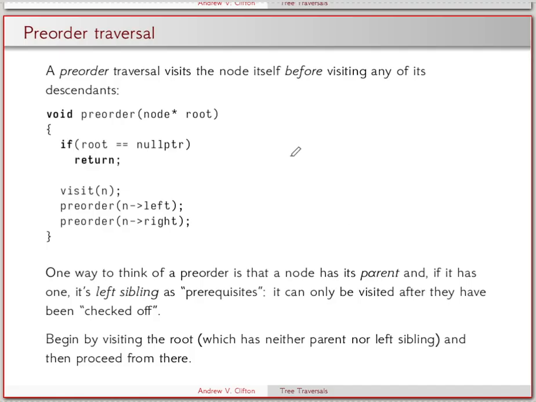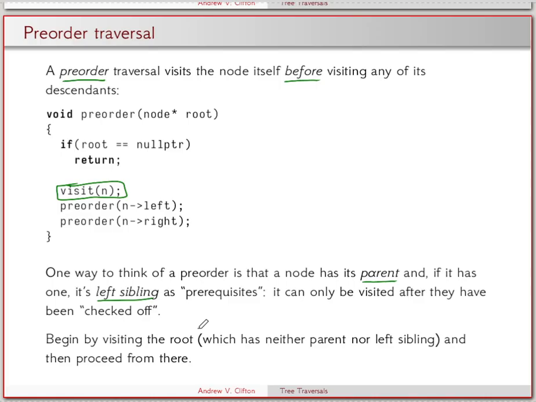So there are two variations on the in-order traversal that are pretty simple tweaks. A pre-order traversal visits the node itself before visiting its descendants. That just means we take this visit line and put it before the two recursive calls, so that we visit the node first, then we go left, then we go right. Again, you can think of this in terms of prerequisites. For a pre-order, a node has its parent, and if it has one, its left sibling as prerequisites. So we can only visit a node after we've checked those off.